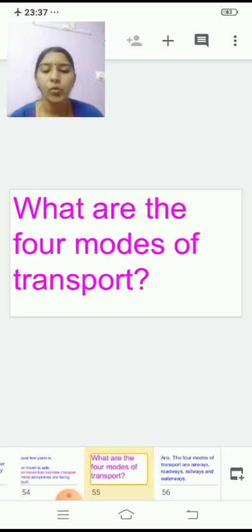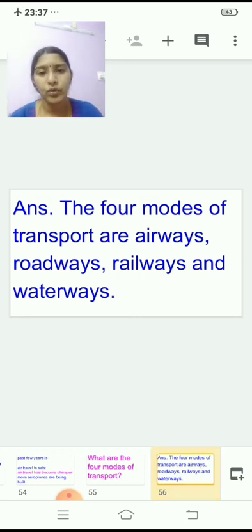So now we will move on to the question answers. The first one: what are the four modes of transport? The four modes of transport are airways, roadways, railways and waterways. So these are the four modes of transport.